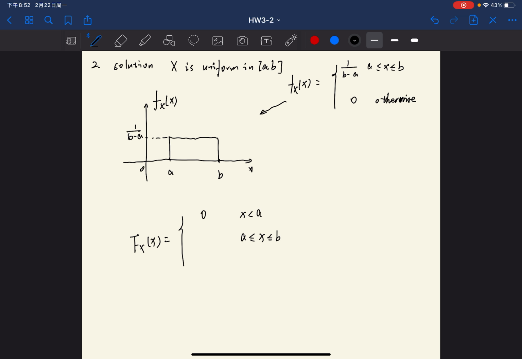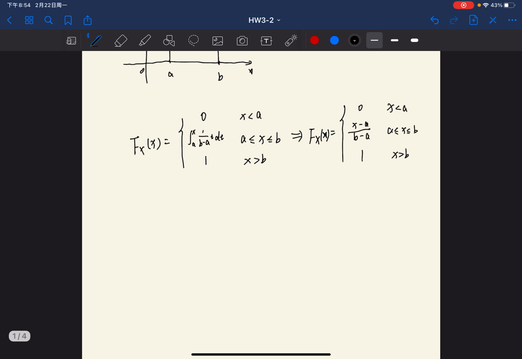the distribution function is, we need to calculate the integral of 1 divided by b minus a multiplied by dt, integral from a to x. And when x is bigger than b, it is obvious that the distribution should be 1. And so we can calculate the result. When x is between a and b, it equals x minus a divided by b minus a. And when x is bigger than b, the probability is 1.